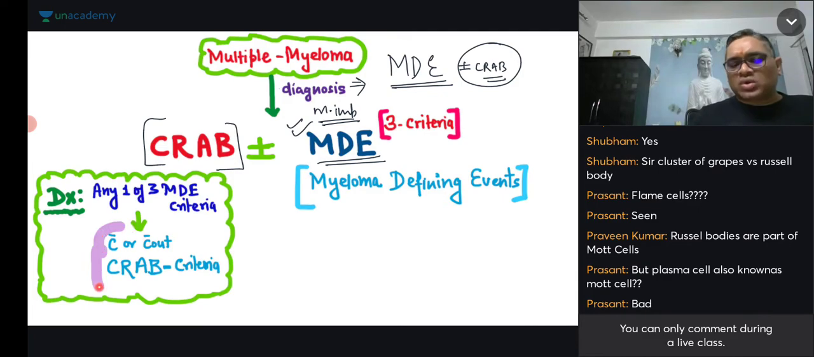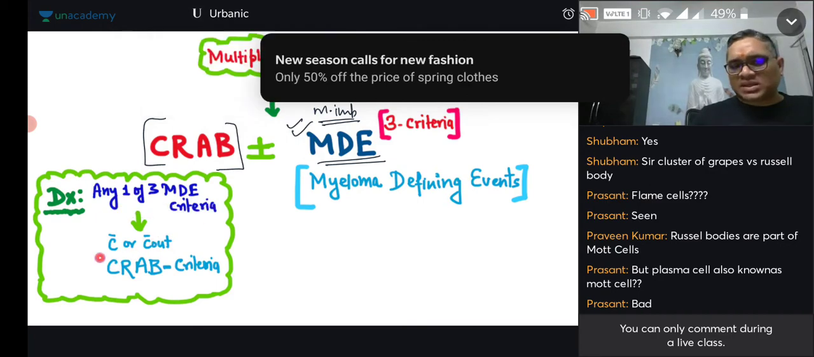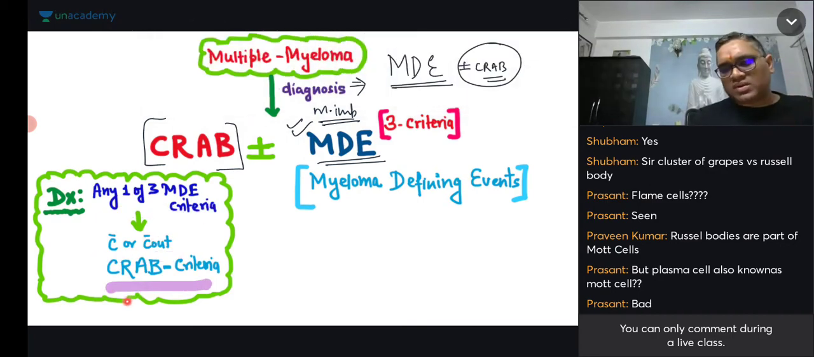Right? With or without CRAB criteria. If you read this box, it will be very clear to you. Any one of the three myeloma defining events, plus or minus CRAB criteria, will confirm the diagnosis of multiple myeloma. I understood CRAB already.